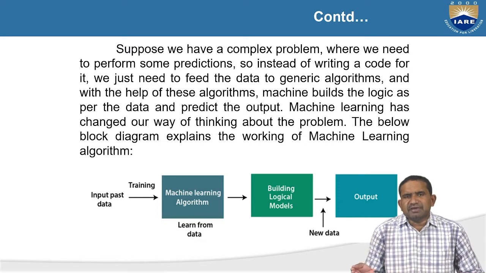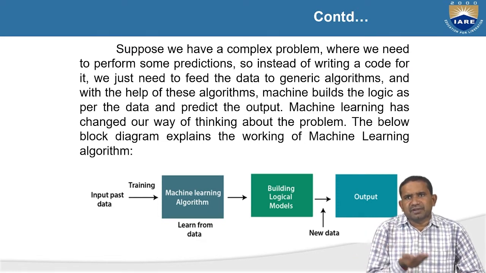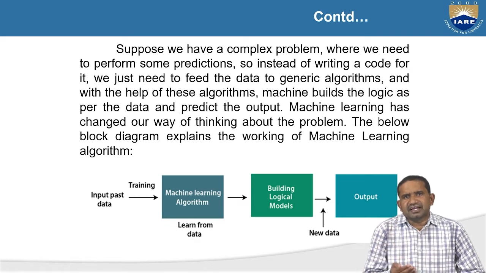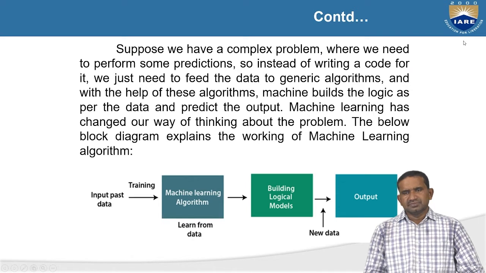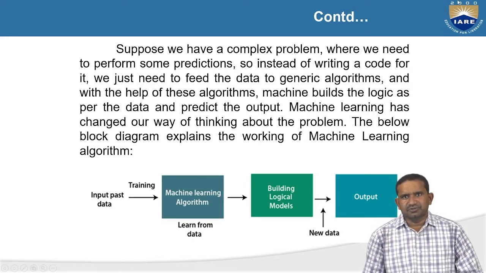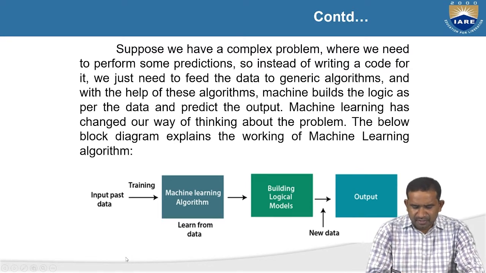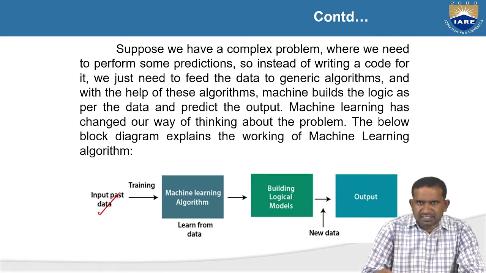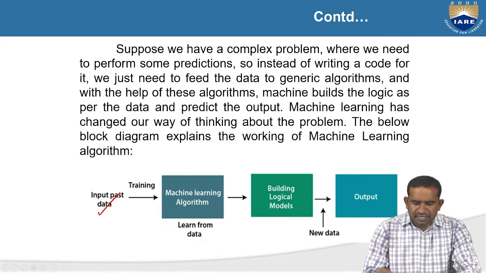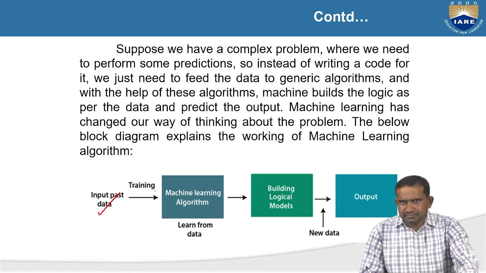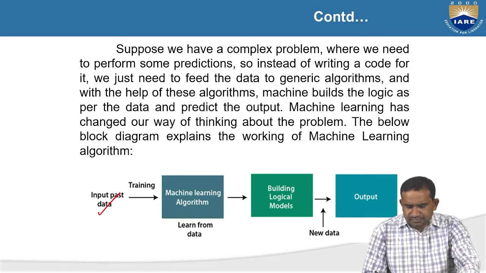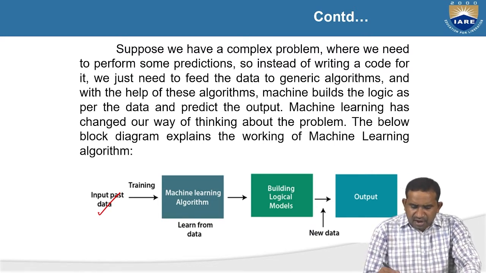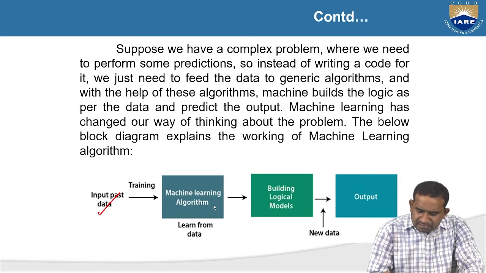If new data is added after analysis as well as after machine learning is applied, again we can add it and again we can analyze it. Then only it provides the output. The figure shows that we take some input data here itself. That input data is also called training data. On that input data, we apply the machine learning algorithm.